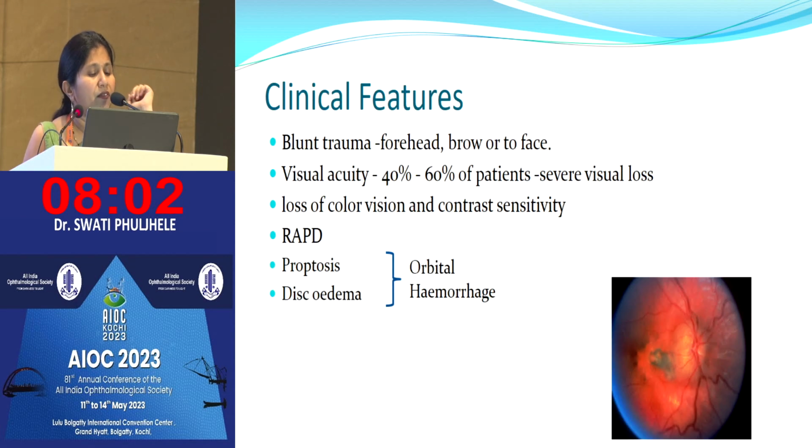Coming to clinical features, as I said, it is more commonly seen with blunt trauma on the face, specifically at the brow. So any hard-hitting trauma at the brow, one should suspect traumatic optic neuropathy. Visual acuity is almost always involved. Sometimes it may be as severe as no perception of light, or sometimes it may be mild, in the form of 6/12 vision. RAPD will be present, as in any case of optic neuropathy. If it is associated with proptosis or disc edema, then most probably there is some kind of compression, particularly orbital hemorrhage.